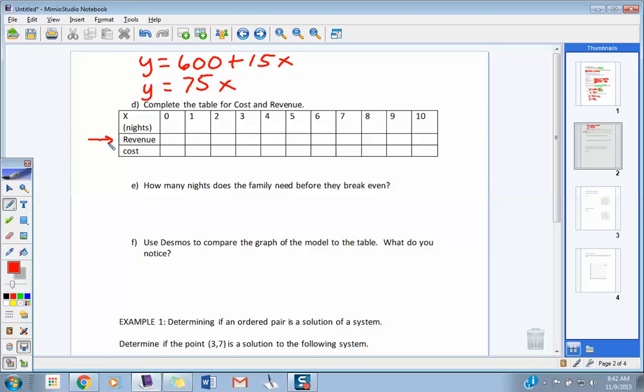Guys, if we have 0 nights of somebody staying there, and by the way, which function is our revenue? The first one or the second one? Okay, so this is a cost to you. Second one is a revenue function to you. So let's go revenue first, guys. What's 75 times 0 going to be? 0. And then 75 times 1. How much money have you earned back if they stay 1 night? If they stay 2 nights? What would be 75 times what? 2. By the way, what kind of sequence is this?